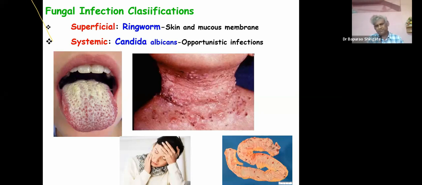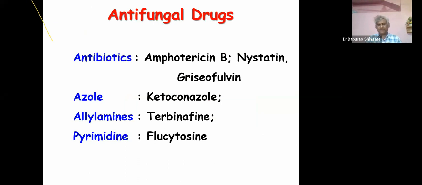To cure these fungal infections, doctors prescribe a lot of antibiotics, that is amphotericin B, and azole antifungals such as ketoconazole, itraconazole, fluconazole, etc. Different types of allylamines and pyrimidine based drugs are also used to cure fungal infections.